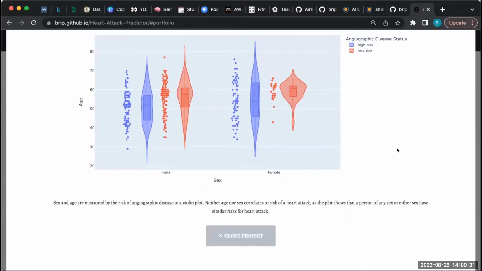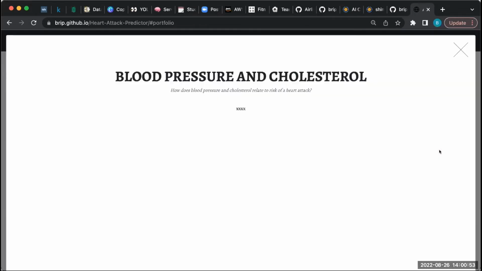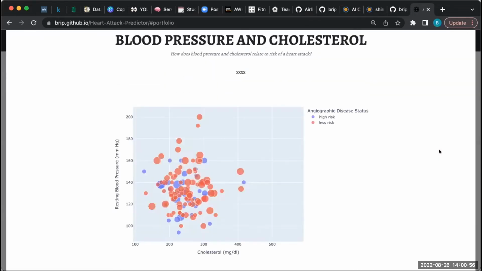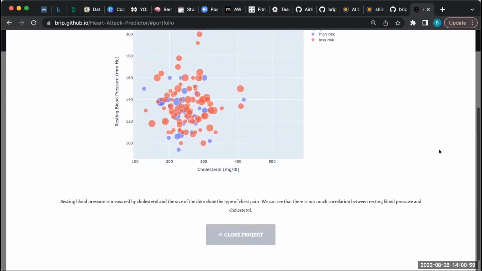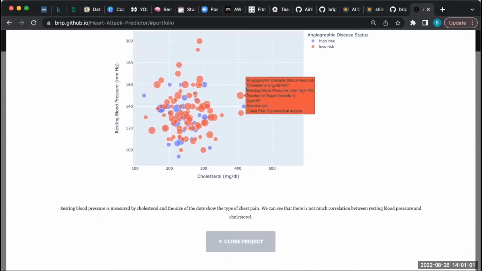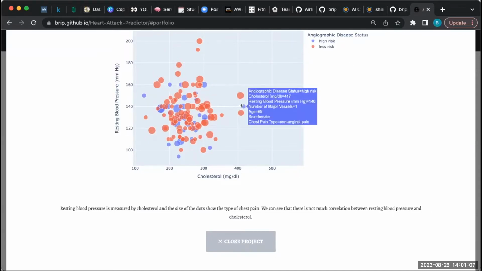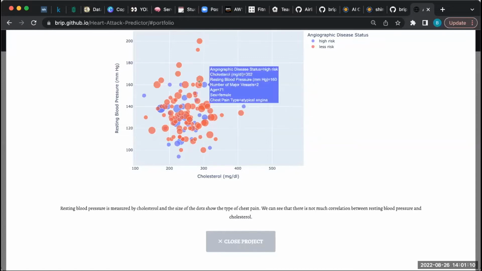Sex and age are measured by the risk of angiographic disease in this violin plot. Neither age nor sex correlates to the risk of a heart attack, as the plot shows that a person of either sex can have similar risks for a heart attack. Resting blood pressure is measured by cholesterol, and the size of the dots shows the type of chest pain. We can see that there's not much correlation between resting blood pressure and cholesterol.